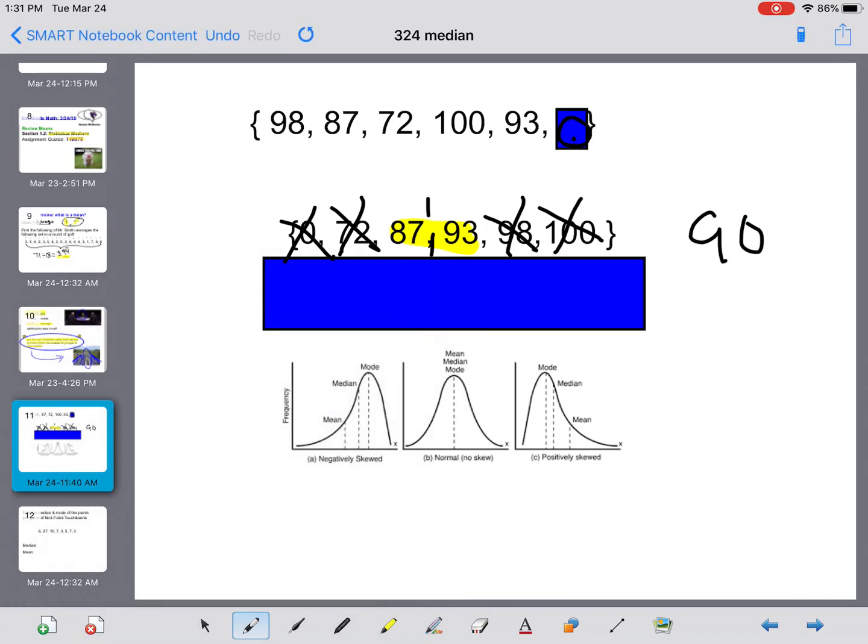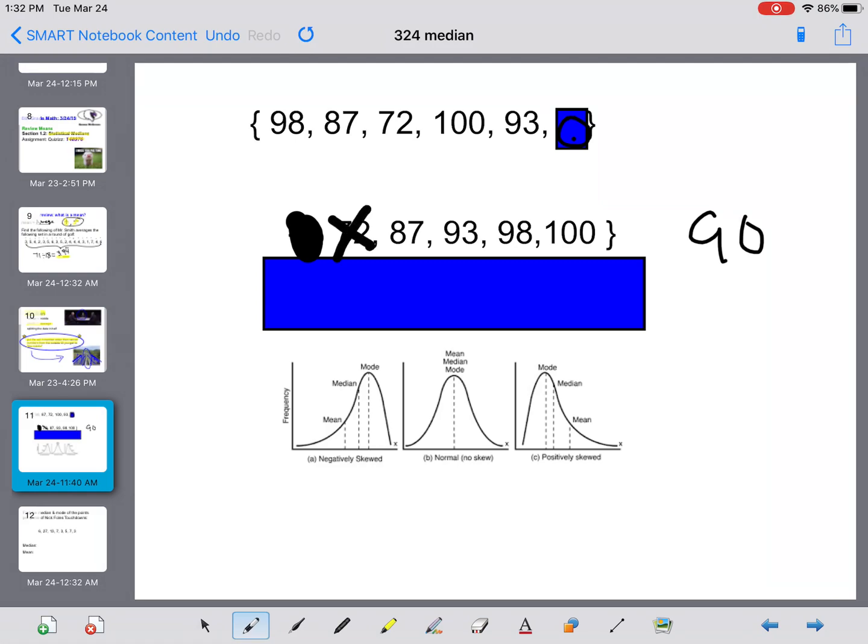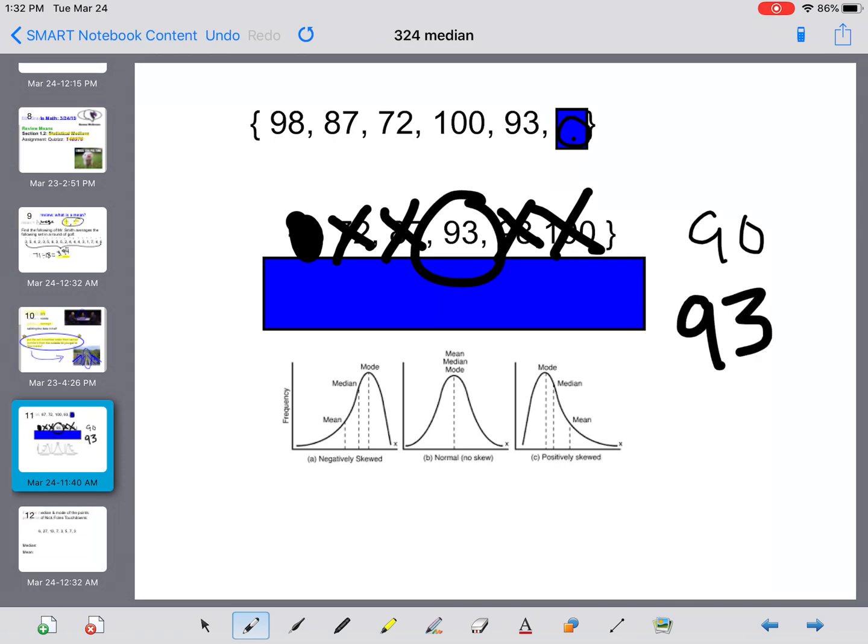Now, for example, let's say I don't have that 0 here. Well, now what I have is, instead of having the 0 here, all I have to do is cancel these out again. So again, I will start at 90 or 72 now. Cancel those, cancel out the 100. Now I have 3 numbers left, cancel out these 2. Well, now I'm only left with 93. That 93 is my answer.